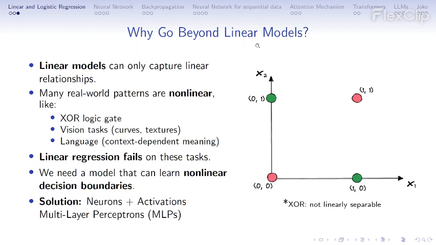Why go beyond linear models? So linear models can only capture linear relationships, right? This is obvious, and many real-world patterns are non-linear. This is also clear that the world is not linear, as simple as that.